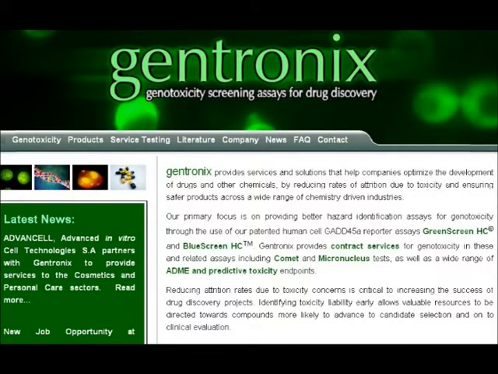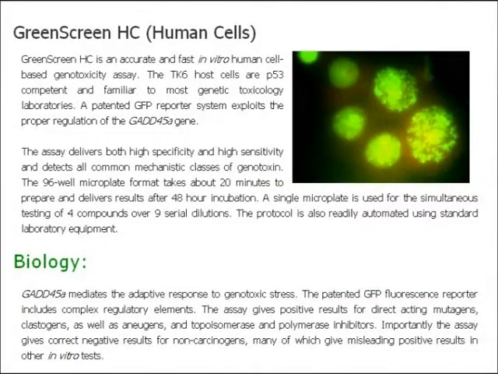So now we're going to look at Gentronix, which is a company that has invented a new in vitro test to test for genotoxicity in drugs and chemicals. This slide reads, Green Screen HC is an accurate and fast in vitro human cell-based genotoxicity assay. The TK6 host cells are P53 competent and familiar to most genetic toxicology laboratories.